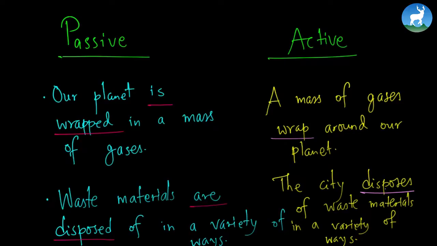Now let's read the active voice. The city disposes of waste materials in a variety of ways. Far better. So, if we want to say who or what performs the action while using the passive voice, we use the preposition by. That is one rule. I have not talked about that rule in this example, but I shall talk about it in other examples. Alright, let's talk about that rule.